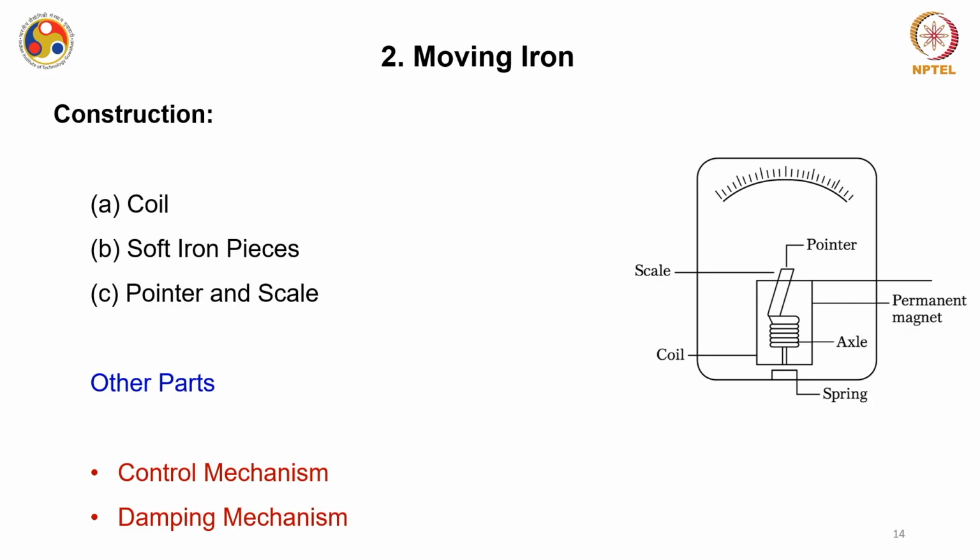Okay, going ahead, we have another class of analog instrument known as the moving iron kind of instrument. The construction of the moving iron instrument is a little bit even simpler compared to what we have just experienced for the PMMC tool. You have a current carrying coil, and soft iron pieces, and then a pointer and scale similar to what we have seen there. Other parts include a control mechanism and a damping mechanism for a similar purpose.